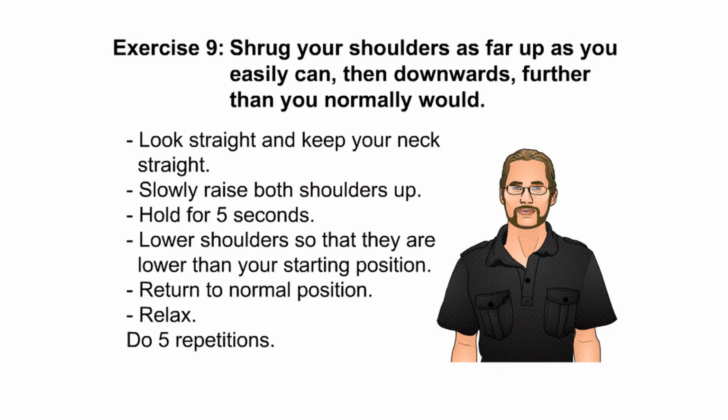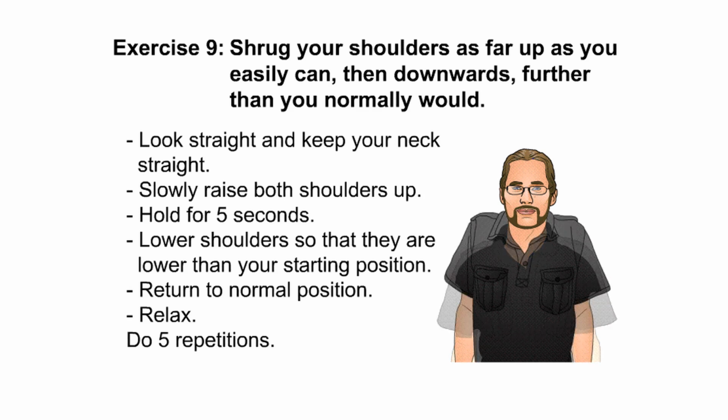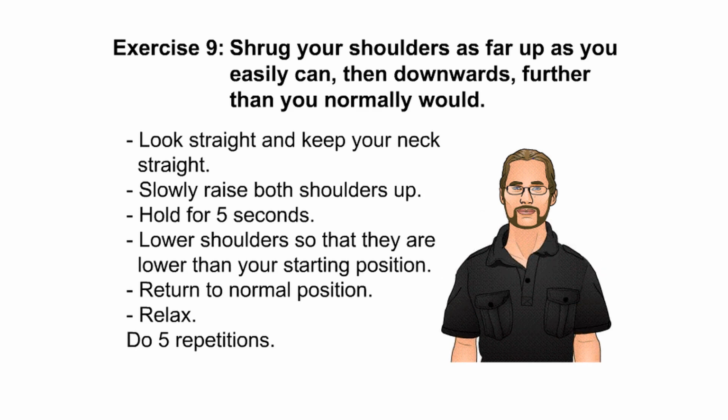Exercise 9. Shrug your shoulders as far up as you easily can, then downwards, further than you normally would. Look straight and keep your neck straight. Slowly raise both shoulders up. Hold for 5 seconds. Lower shoulders so they are lower than your starting position. Return to normal position. Relax. Do 5 repetitions.